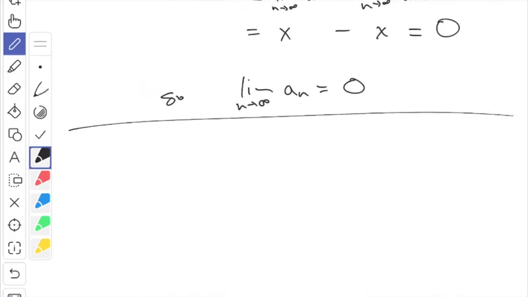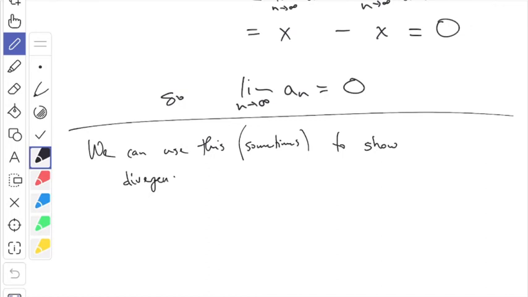So we can use this, I will say sometimes. I underlined it. I meant to put it in parentheses. Sometimes to show divergence of some series.